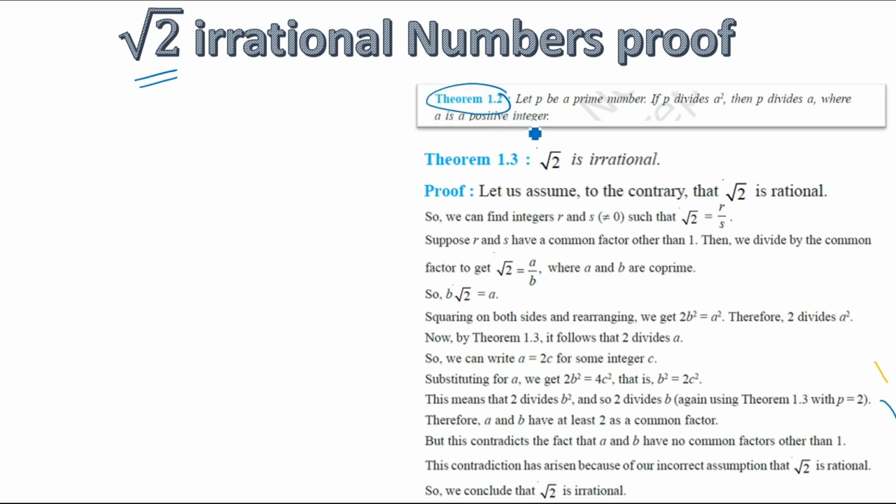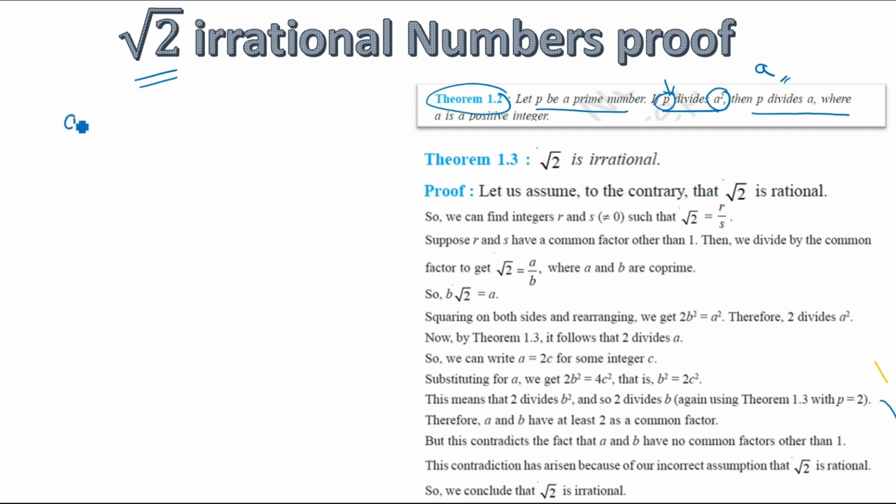What does it say? If P is a prime number and P divides A square, then P must divide A. It's a very simple theorem, and we can prove it. So what it is saying is, if A square is our number that is divisible by P, where P is a prime number, then P also divides A.